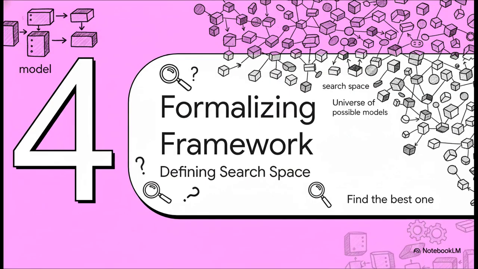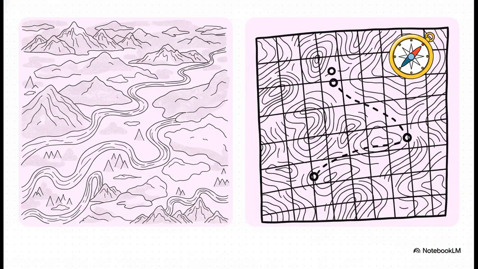Now, the Kalman filter is amazing for a given model. But what if we don't even know the right model to start with? See, in system identification, we need a way to define the entire universe of possible models. We have to create a search space where we can hunt for the one that actually fits our data the best. And this slide gives us the absolute perfect analogy for this: territory versus the map.